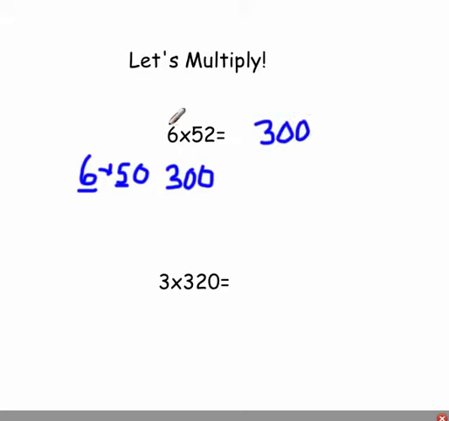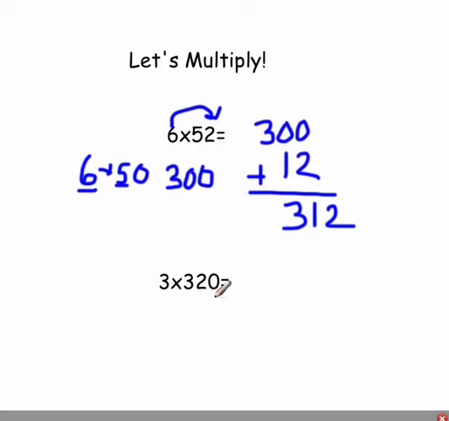And now I have to take this 6 times the 2. 6 times 2, well, I just know that. I'm not even going to write that over here. 6 times 2 is 12. I'm just going to write that next to my 300. Now I just simply add these pieces back together to get my answer. 300 plus 12 is 312. And I'm done.